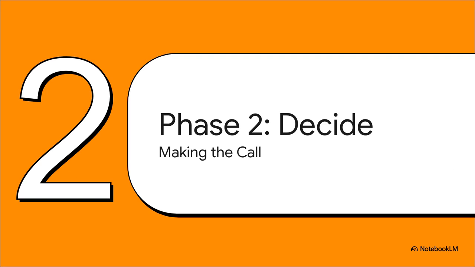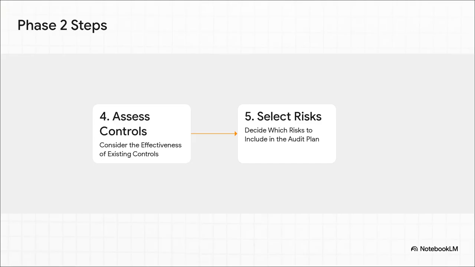This is where we look at existing controls and really start making the call on what gets audited. This phase boils down to two key steps: considering how effective the existing controls are, and then deciding which risks are actually going to make it into the audit plan. Step 4 is a super important checkpoint.